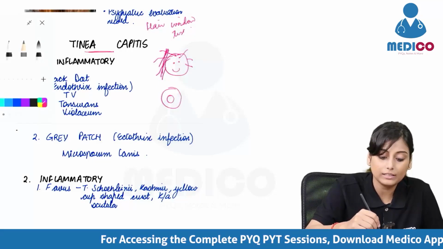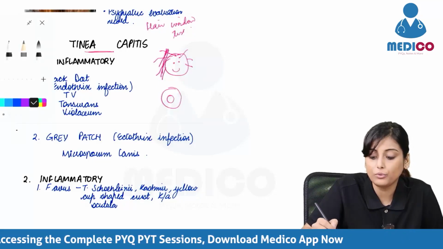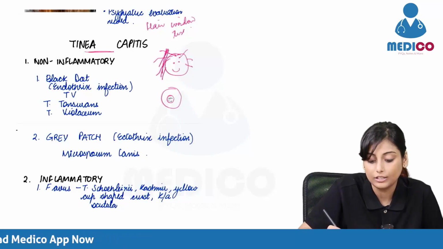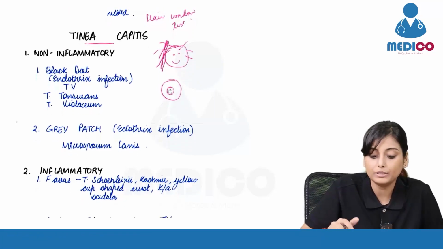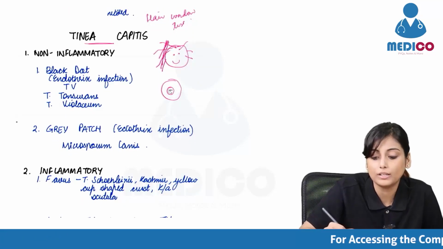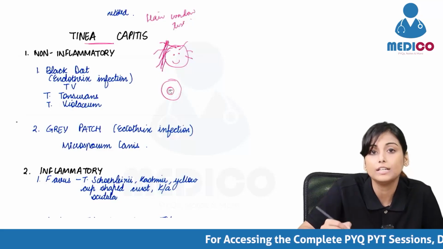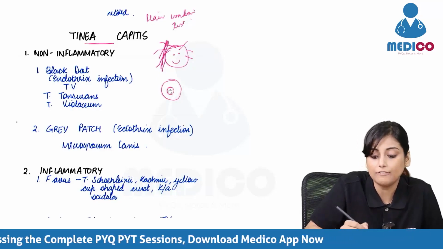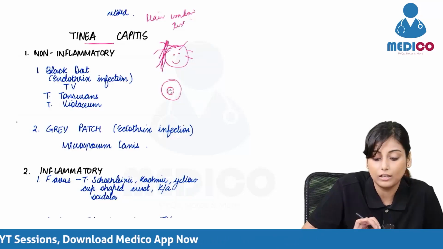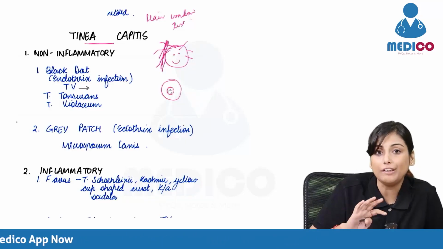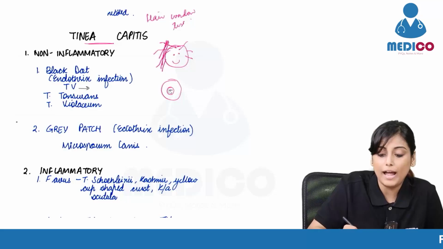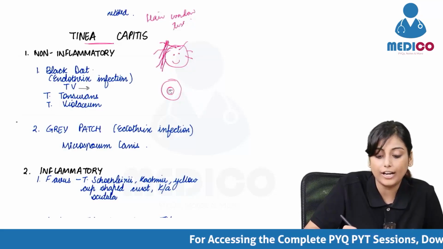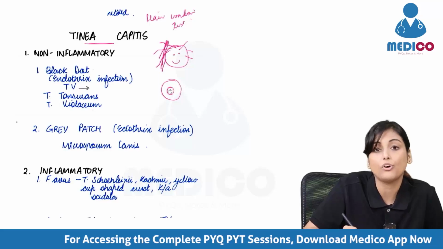Now, whatever remains are a few dot-like structures. These are the remnants of the hair strands that you'll see. That's called black dot. It happens with endothrix infection, or when the fungus infects the inside of the hair strand, and that you'll see in TV. How I remember it is, your TV screen is black. So black dot tinea happens due to T and V, that is Trichophyton tonsurans and Trichophyton violaceum.